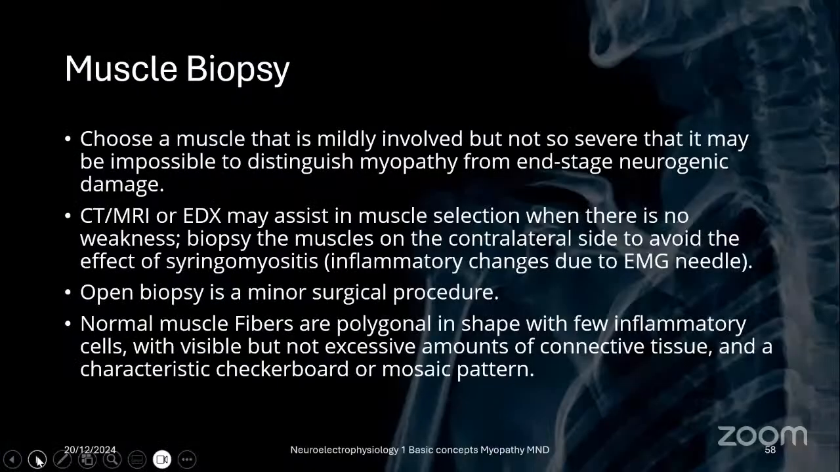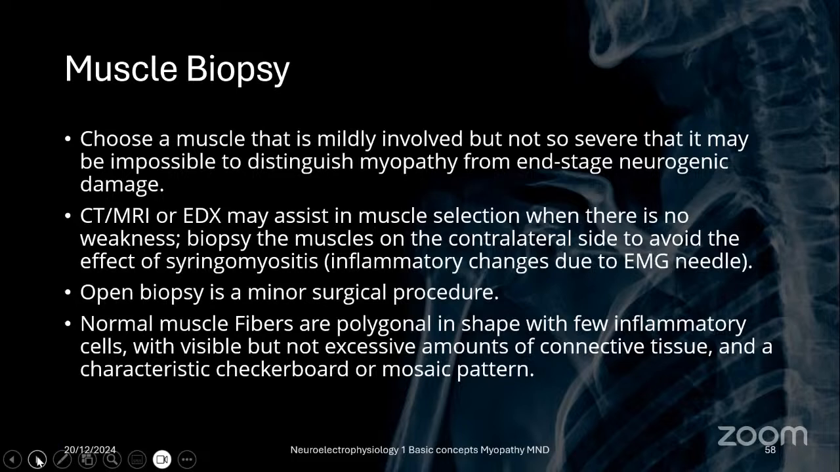Muscle biopsy. Choose a muscle that is mildly involved, but not so severe that it may be impossible to distinguish myopathy from end-stage neurogenic damage. Nowadays, CT, MRI may assist in muscle selection when there is no weakness. Biopsy the muscles on the contralateral side to avoid the effect of focal myositis, inflammatory changes due to EMG needle. So that's very, very important. If you do EMG on vastus lateralis on the right side, don't do biopsy on that side.